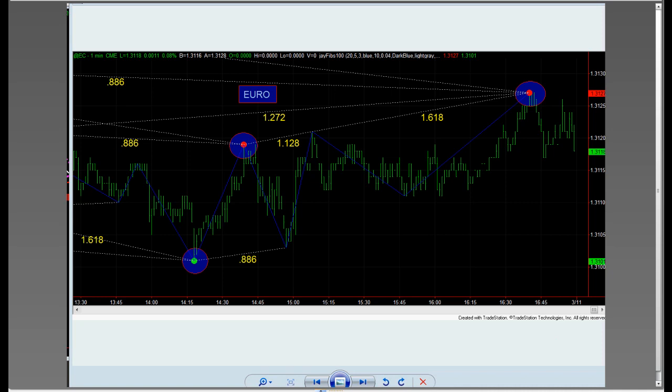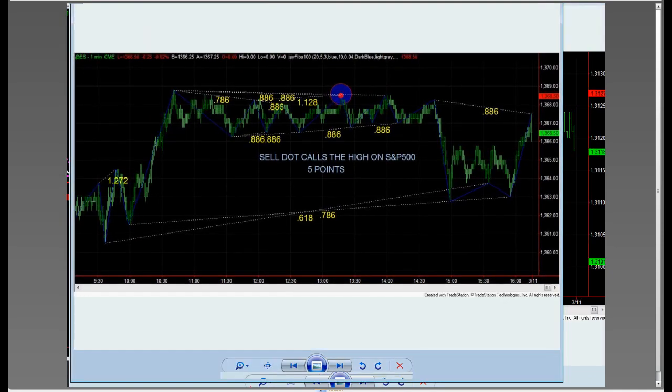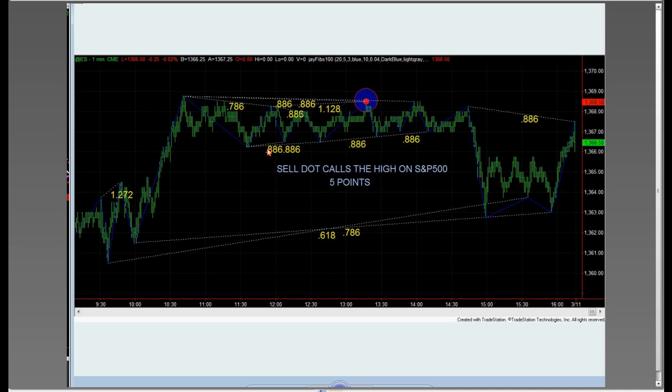If you look on the S&P 500, it called the exact high in the S&P 500. The S&P 500 had an 886. If you look at the secret sauce in the market, it's an 886 extension. No one uses it. My algorithm picked it up. Then we finally got a price cluster at the high, and the market falls 5 points.